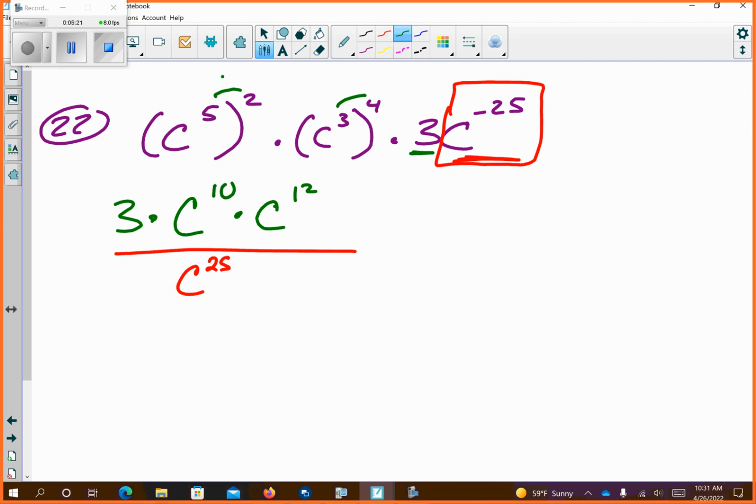Yeah, we multiply these, right? 2 times 5 and 3 times 4. So power to power, you multiply the exponents. Remember, exponents are like bunnies. When they're on top of each other, they multiply. All right. So I know part of my answer is going to be a 3. How many C's appear to be on top?